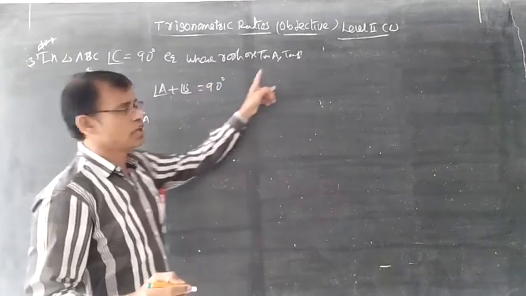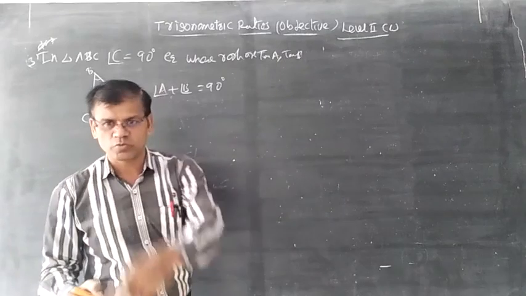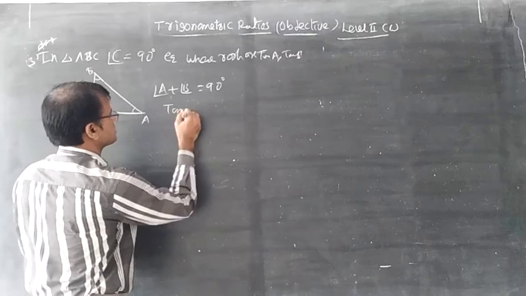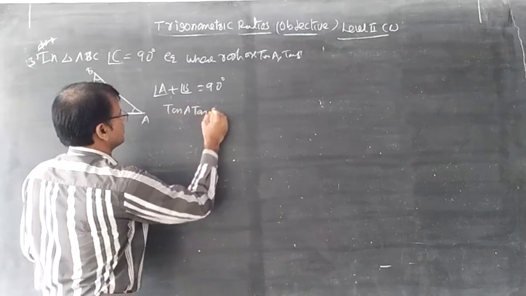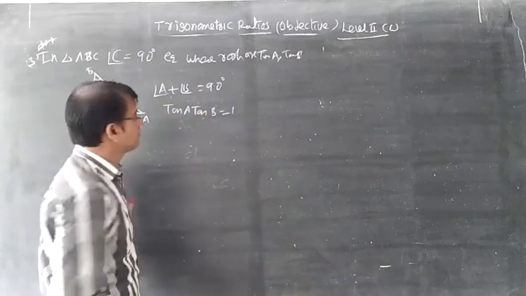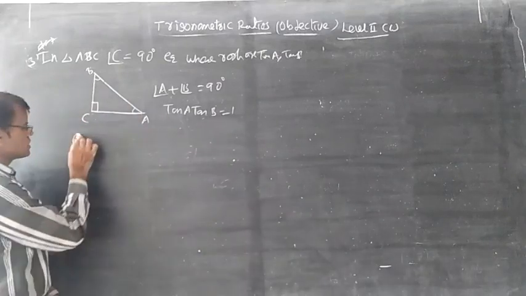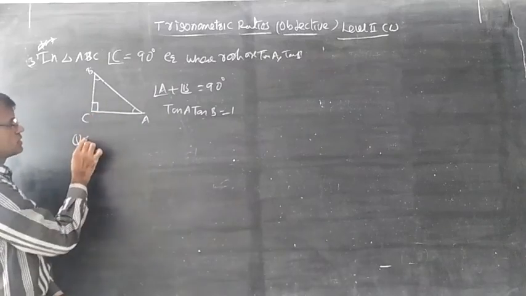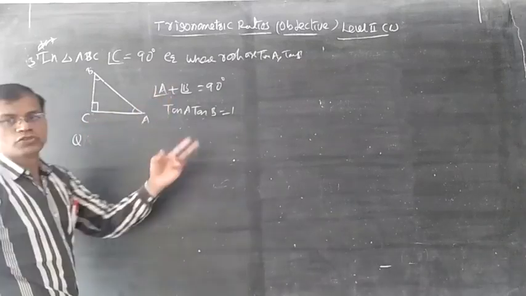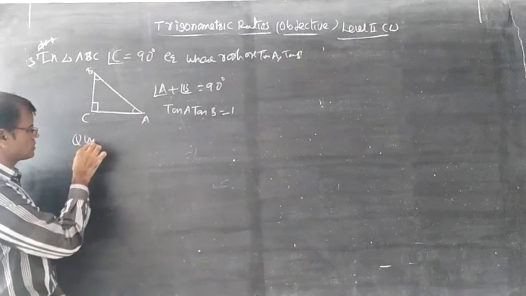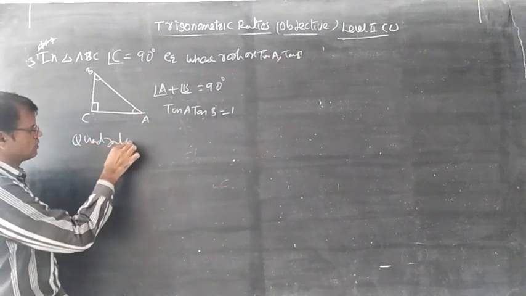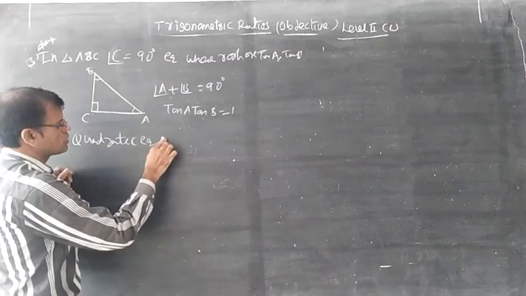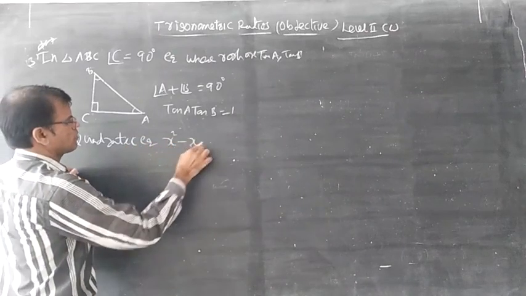So I said today's formula: tan A into tan B equal to 1. Today in the synopsis we have discussed that whenever A plus B is equal to 90, then tan A into tan B is equal to 1. Now he is asking for a quadratic equation, meaning an equation with two roots: a quadratic equation with roots tan A, tan B.